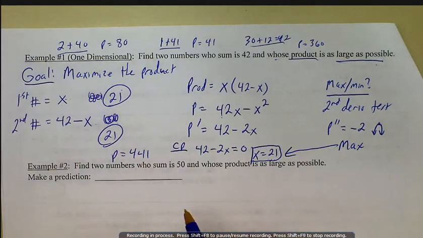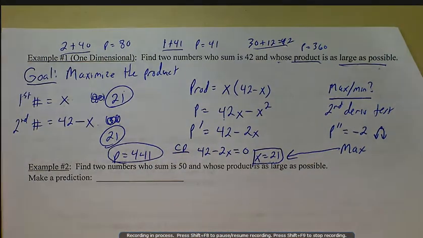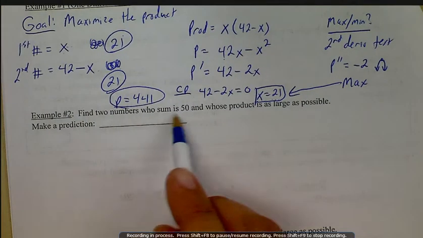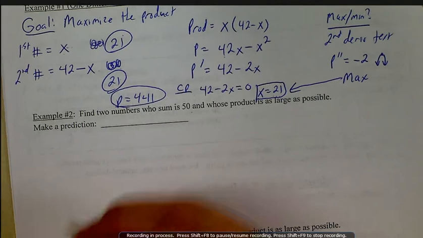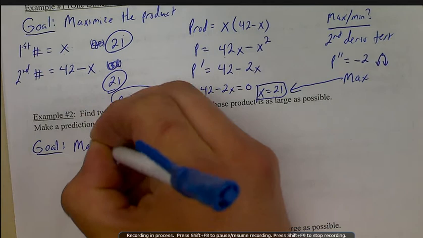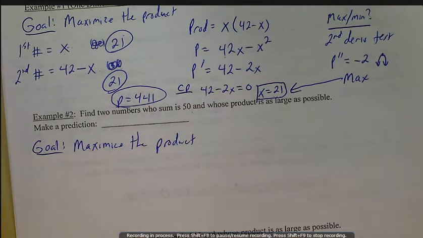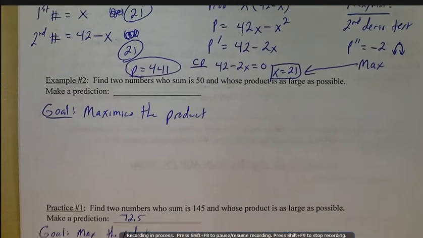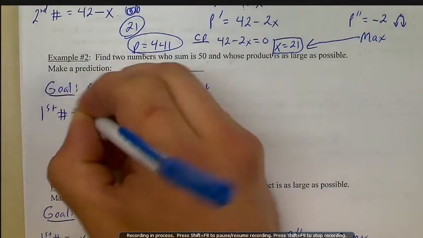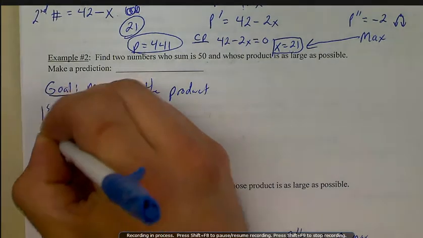Okay, another example. Find two numbers whose sum is 50 and whose product is as large as possible. Again, my goal here, which I'm going to write out, is to maximize the product, just so you know what you're looking for. Now the first number I'm going to designate as x, it could be anything. Since the sum of these two numbers is 50, the second number is going to be 50 minus whatever that number is.